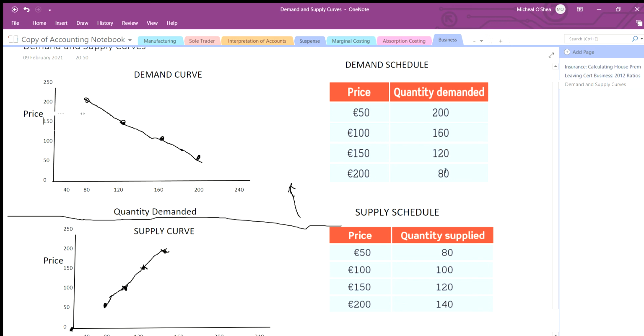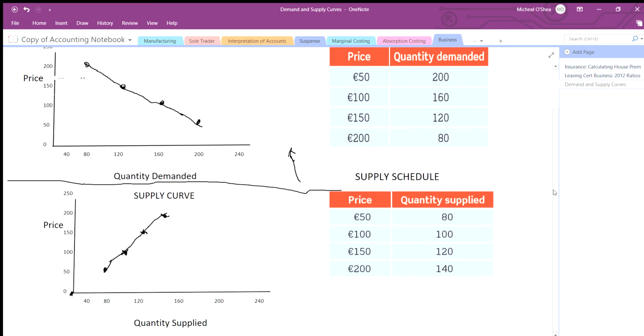So very simply, for both of them, we find the x-axis and y-axis points, go across to where they meet, and then we join the dots at the end. You'll notice that for supply, when the price is low, the quantity supplied is low. When the price is high, the quantity supplied is high.